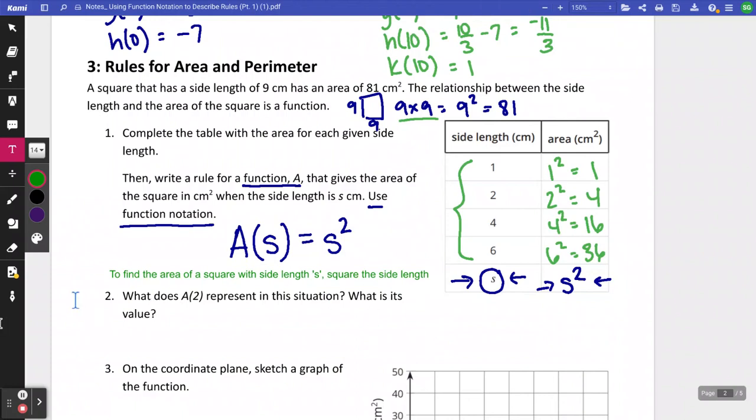Now, when we get down to number 2, it's asking us a specific question using function notation now. So we've got our function using function notation. What does a of 2 represent in this situation then? And what would its value be? Let's start off with that first question because there's 2 questions here. What does a of 2 represent in this situation?